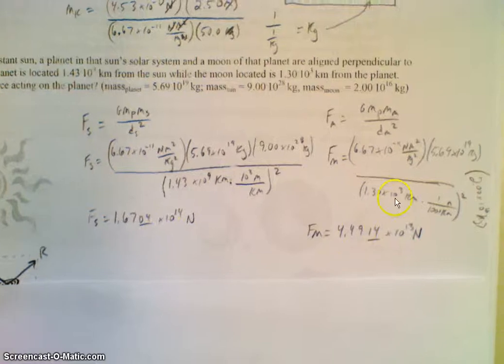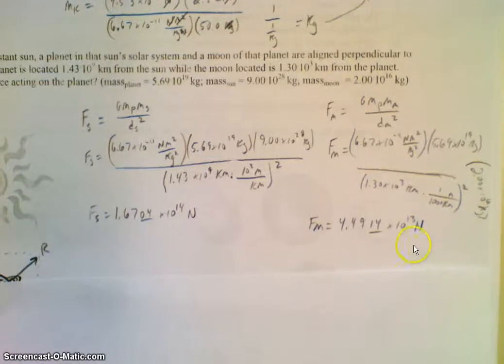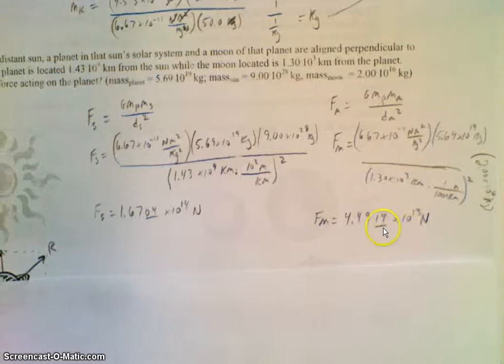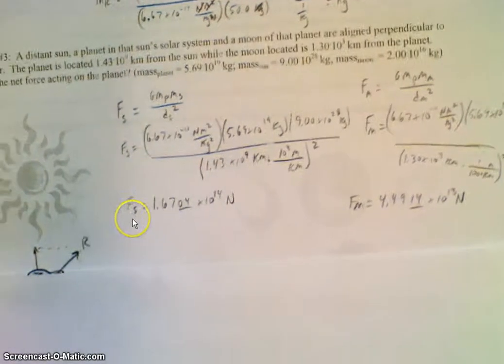The force of the moon is very similar. The only difference is I have the mass of the moon. I kind of ran out of space on my paper, so I just continued it right off here to the side. And then the distance to the moon. So again, those were the numbers I got, and I plugged those in. So the force between the moon and the planet is smaller than the force of the sun and the planet.